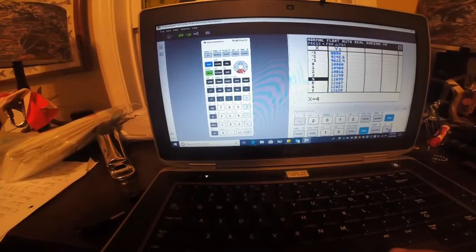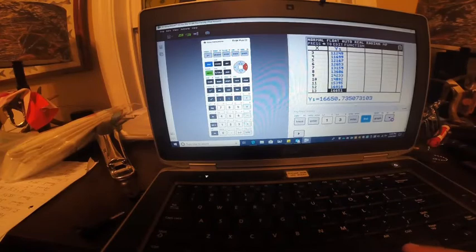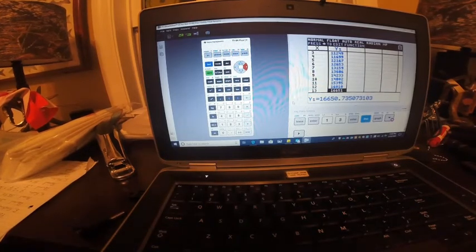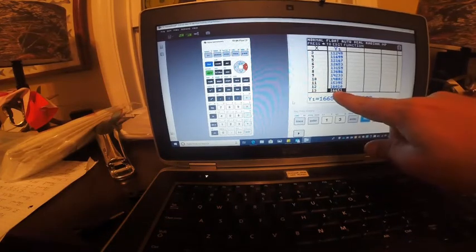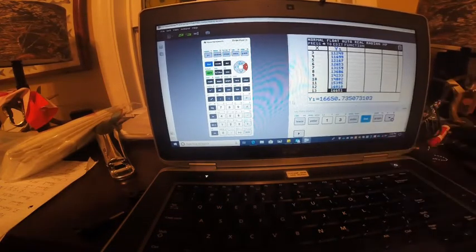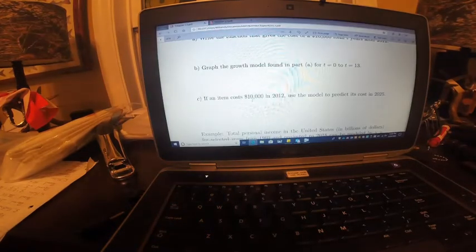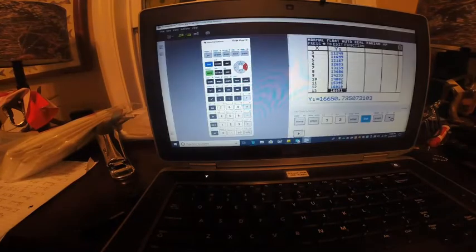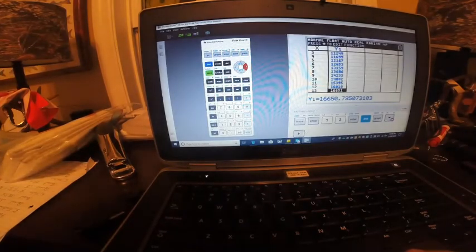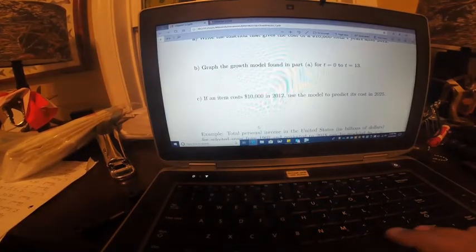If you don't like that method, you can also do second table. And you could scroll down on your x to x equals 13, and you'll see it rounds, but if you scroll over here and put your cursor over top of the number, it gives you the full number on the bottom where it's not rounded. It gives you 16,650. Here it rounds it up to 51 because it can only fit so much in that small space. So that would be the answer to part C. The answer to part C would be 16,650.74. Easy enough.